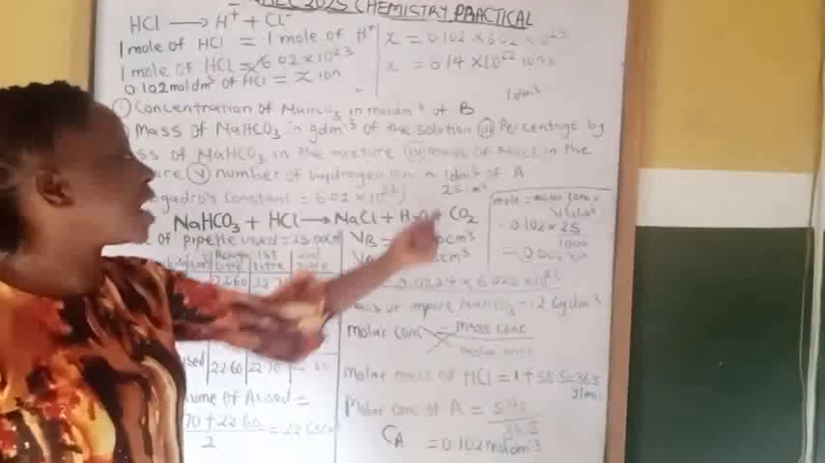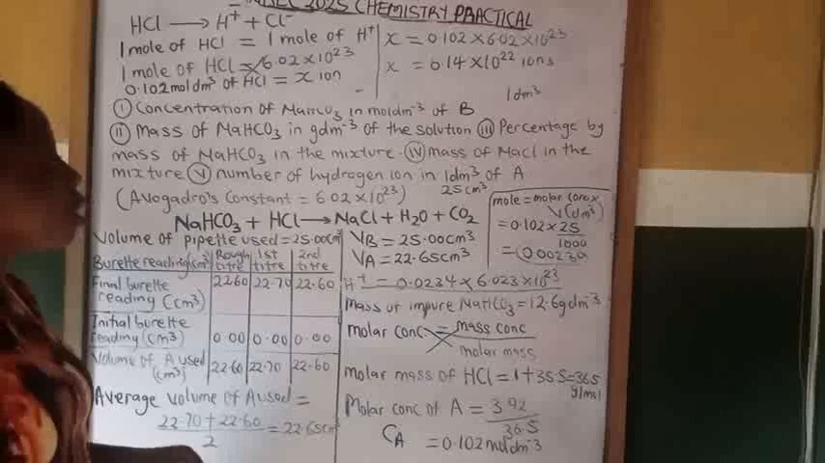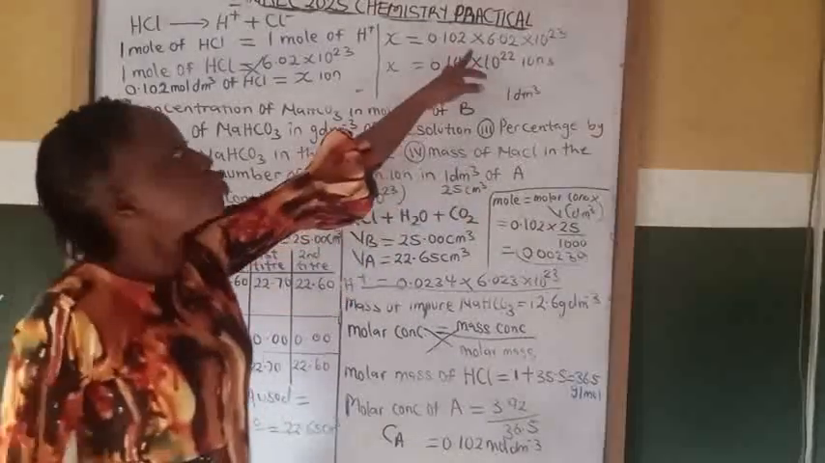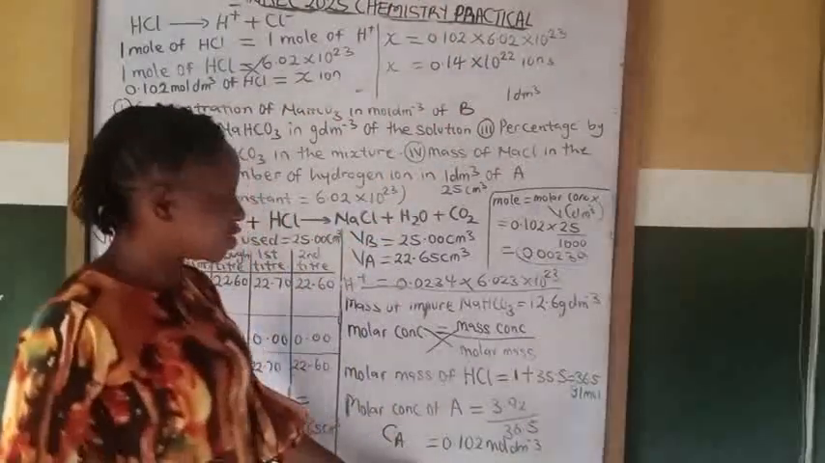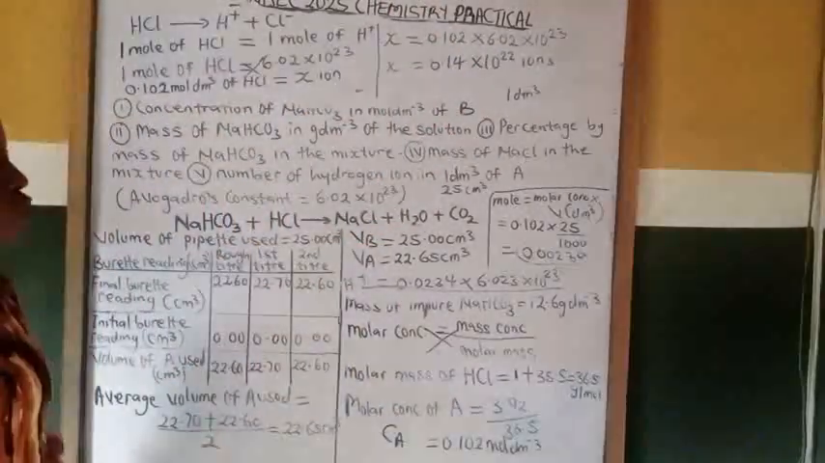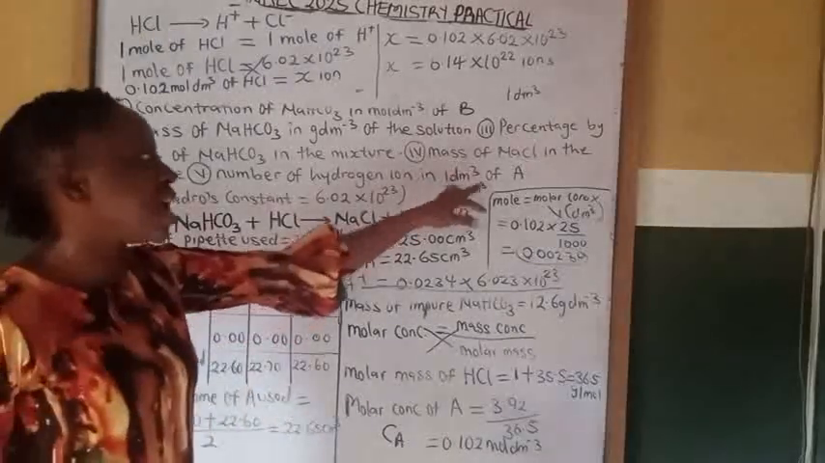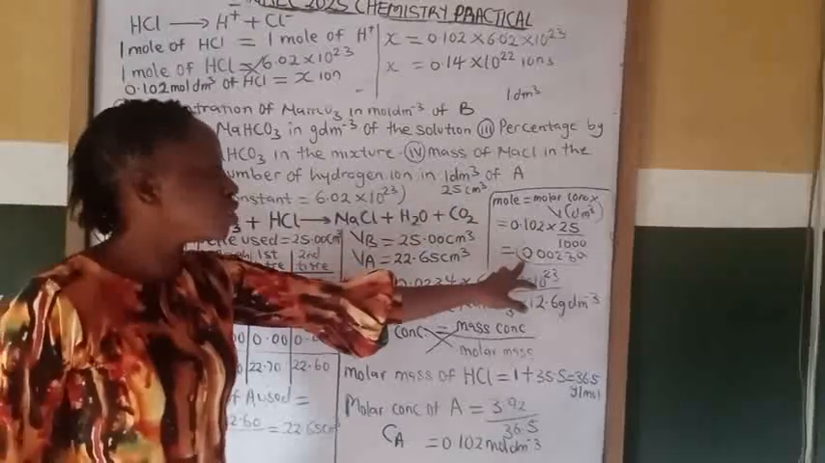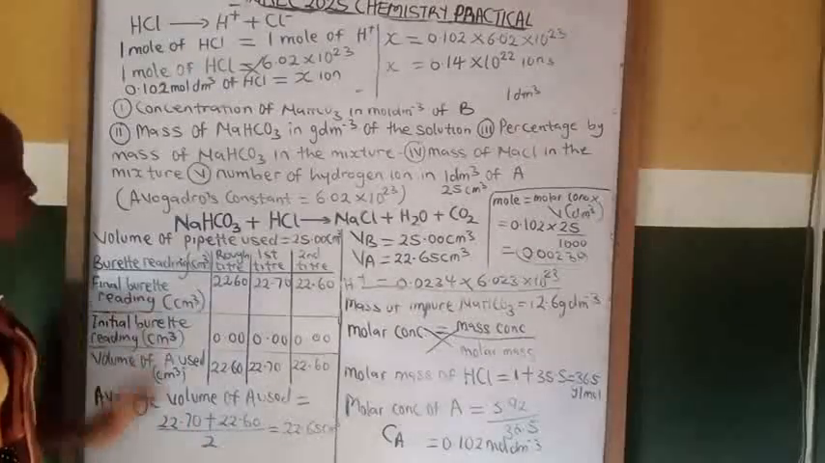They can replace your volume with any value. But when it is in 1 dm cube, just use your Avogadro's constant to multiply your molar concentration. But when it is not in dm cube, you have to convert your molar concentration to dm cube before you multiply by your Avogadro's constant.